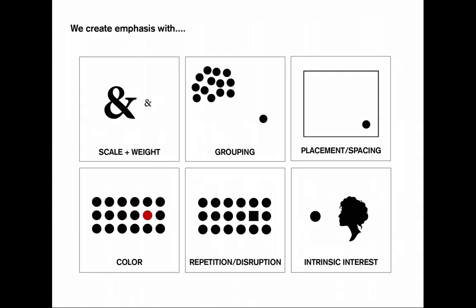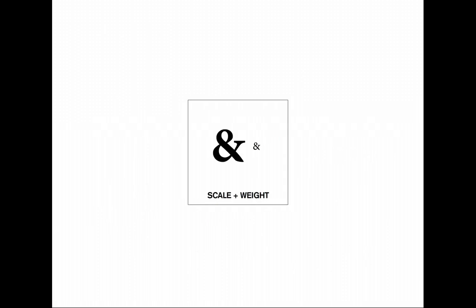So how can we create emphasis? Well, we can do it with scale and weight. We can do it with grouping, placement and spacing, and color. Color is so powerful. We can do it through a system of repetition and disruption, and we can do it with what I like to call intrinsic interest. Some pieces are just so visually interesting that our eyes are going to go towards them. Let's take a look at examples of every single one of these.